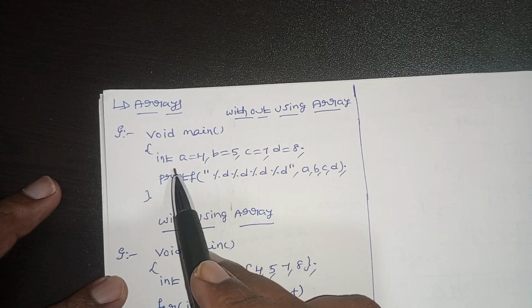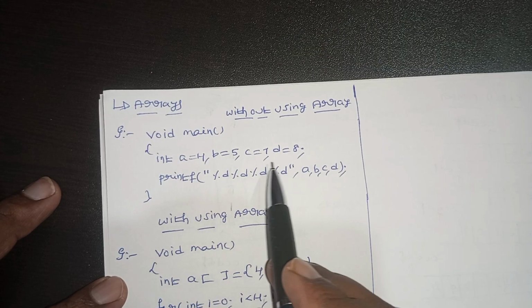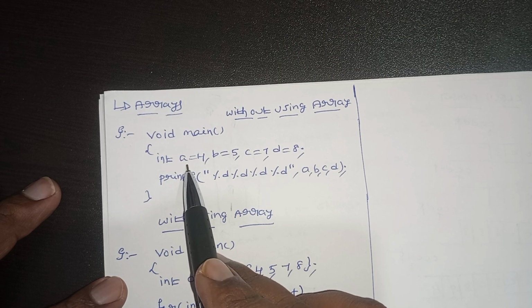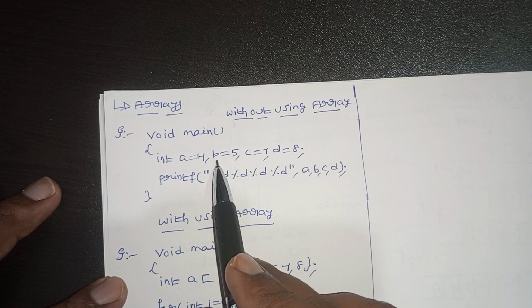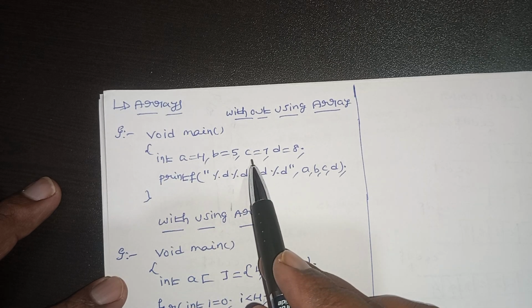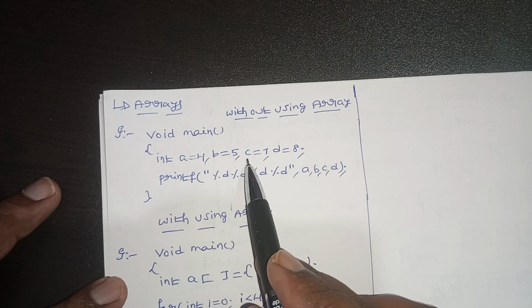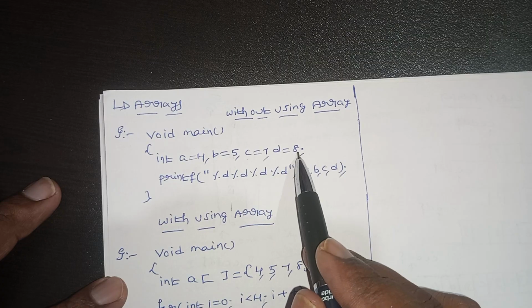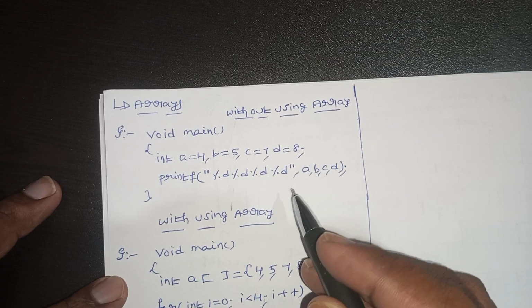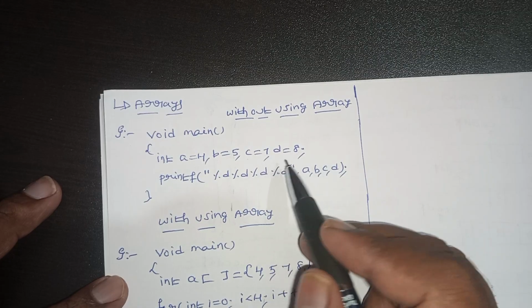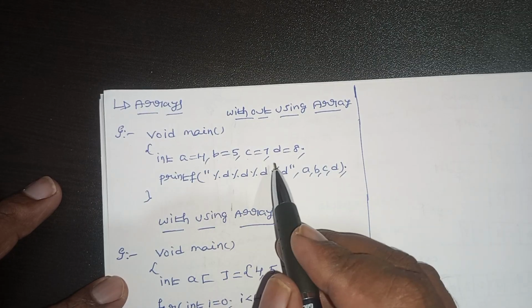Now here I am taking four variables. A is a variable of type integer having a value 4. B is a variable of type integer having a value 5. C is a variable of type integer having a value 7. D is a variable of type integer having a value 8. I am taking four variables.